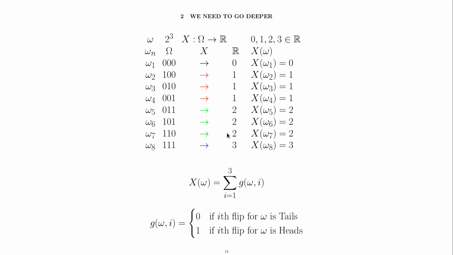And so what are the guts of this function that let us do this in a more formal way? In this case, we have X of omega is the sum, right? We've said we just want to add up all the heads. So we're going to sum up this function g, which I haven't defined yet, for this particular omega over i. And the definition of g, which will make this make a little bit more sense, is that g of omega i is 0 if the ith flip for omega is tails, and 1 if the ith flip for omega is heads. So let's just walk through this with this example for omega 7.